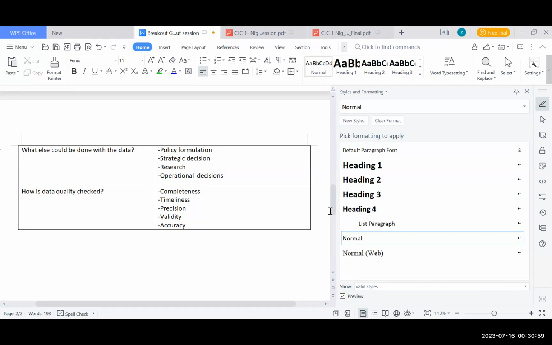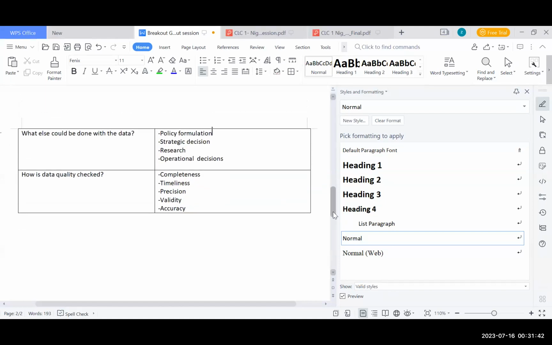So we identified different ways by which data quality is checked. Its completeness: how complete is the data for the purpose for which you are collecting the data? Timeliness: is it at the right time that you're collecting this data? Because there are some data sets that are time bound. If you don't collect them at the right time, they cease to become useful. Precision: how close are the data sets agreeing to each other? Then validity: how valid is the data for that particular purpose for which you are collecting it? How accurate is the data too? So all these are ways of checking data quality.